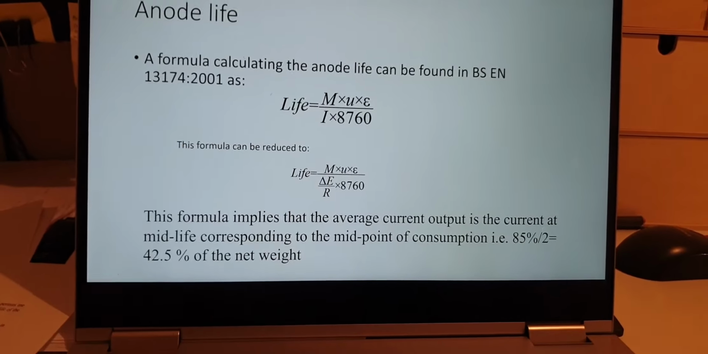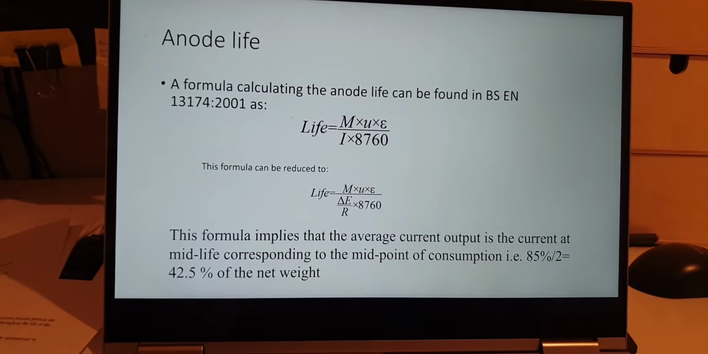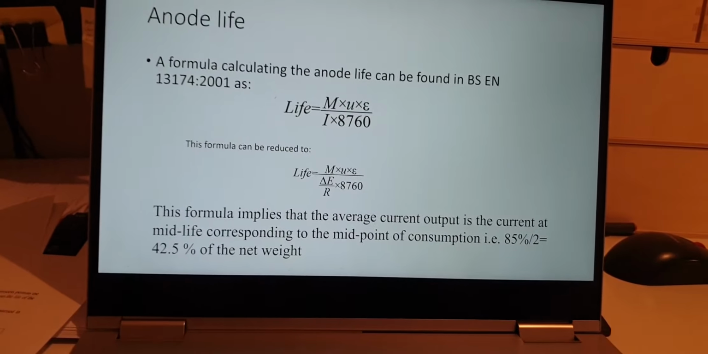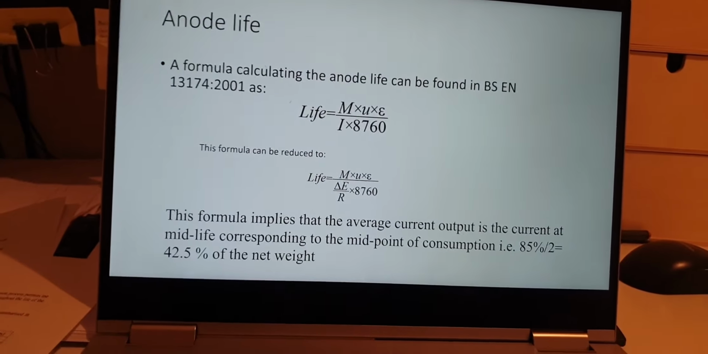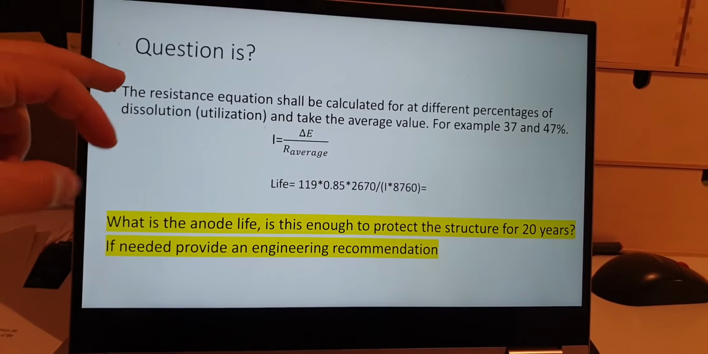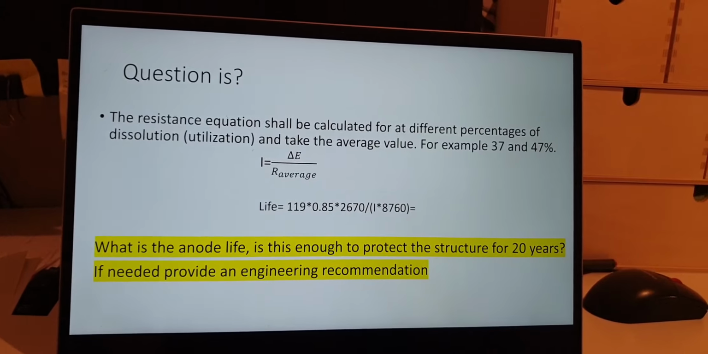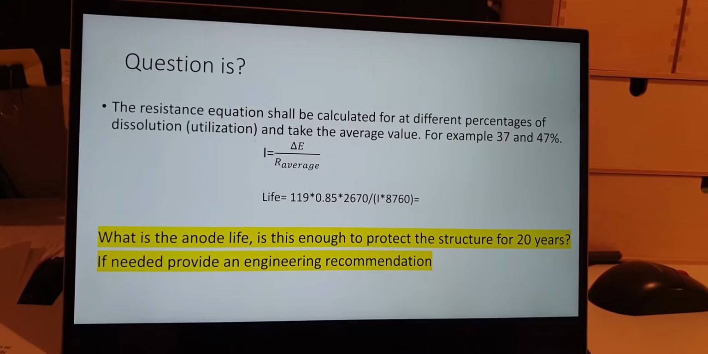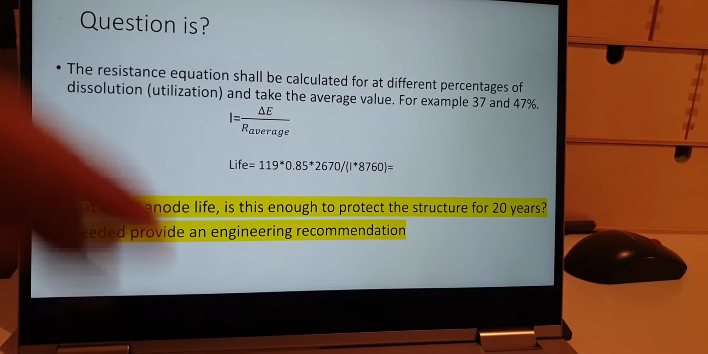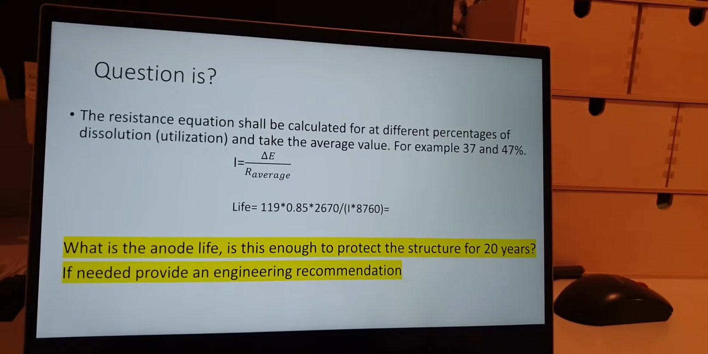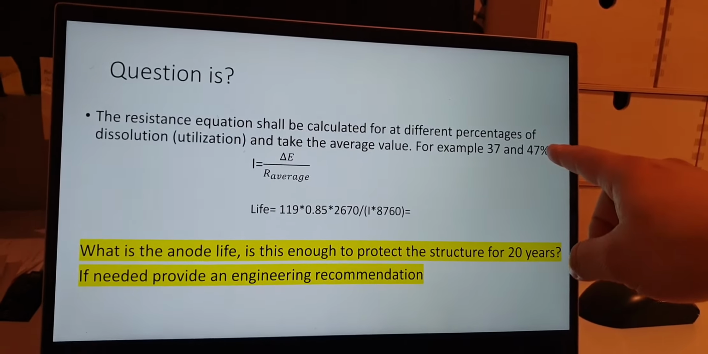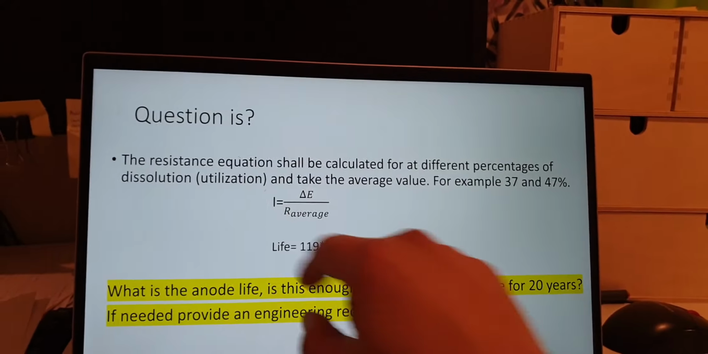The second formula basically implies that the average current output is the current at midlife. It's basically 85% over 2, which is 42% of weight. One way to solve this, which is the question that we need to address at this moment, is that the resistance equation shall be calculated for different percentages of the utilization, and take the average value. For example, if we have 37 and 47, we need to go to the Dwight equation, the resistance equation, calculate for 37 utilization and for 47 utilization, take the average, and compute the current.